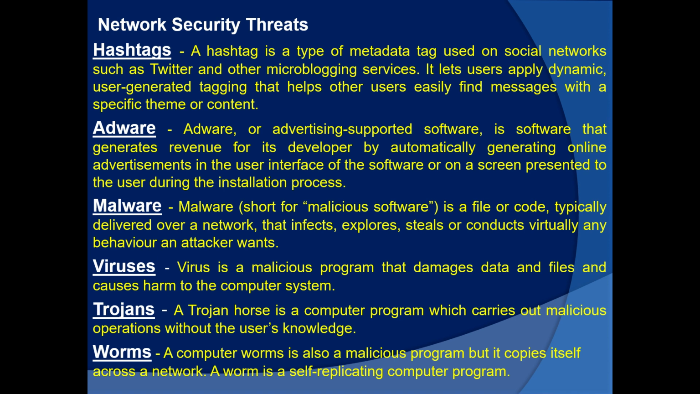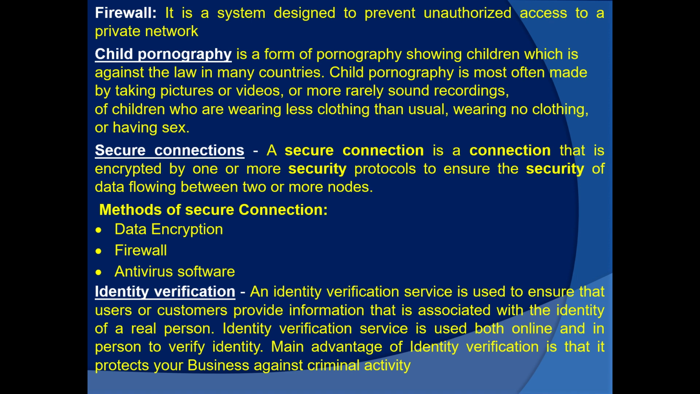Malware is a file or code typically delivered over a network that infects, explores, steals, or conducts virtually any behavior an attacker wants. Virus is a malicious program that damages the data and files and causes harm to the computer system. Trojans: a Trojan horse is a computer program which carries out malicious operations without the user's knowledge. Worms: a computer worm is also a malicious program, but it copies itself across a network. A worm is a self-replicating computer program.